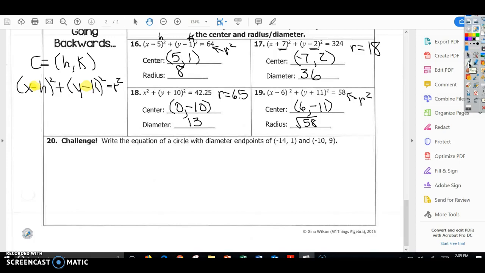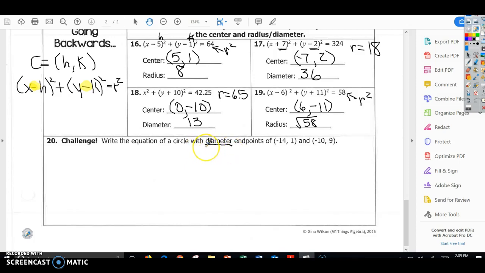Alright, the last question is a challenge question, so we've got to look at what we're given and see what we're asked to do. It says write an equation, same thing we've been doing, of a circle with a diameter with endpoints this and this. The diameter goes all the way from one end of the circle to the other, and it always goes through the center. That diameter is twice the radius.